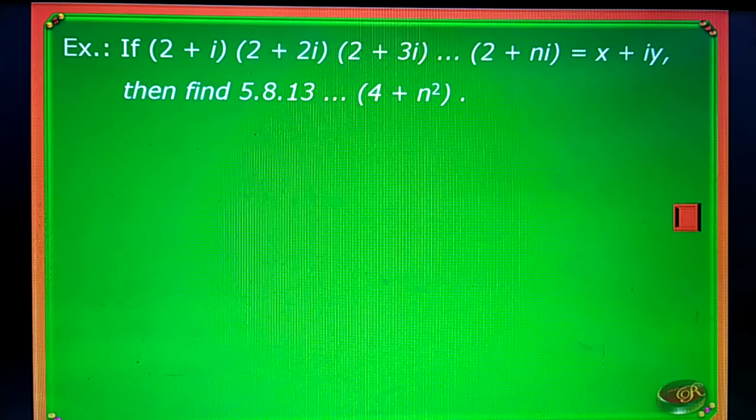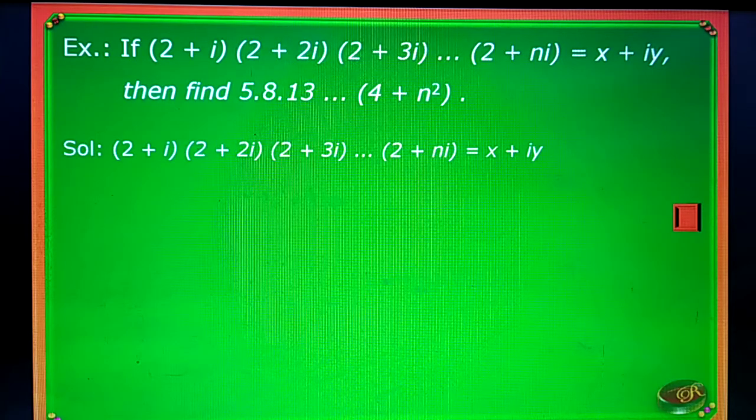If 2 plus i into 2 plus 2i into 2 plus 3i into dash dash dash into 2 plus ni is equal to x plus iy, then find 5 into 8 into 13 into dash dash dash into 4 plus n square. Solution. 2 plus i into 2 plus 2i into 2 plus 3i into dash dash dash into 2 plus ni is equal to x plus iy, equation number 1.